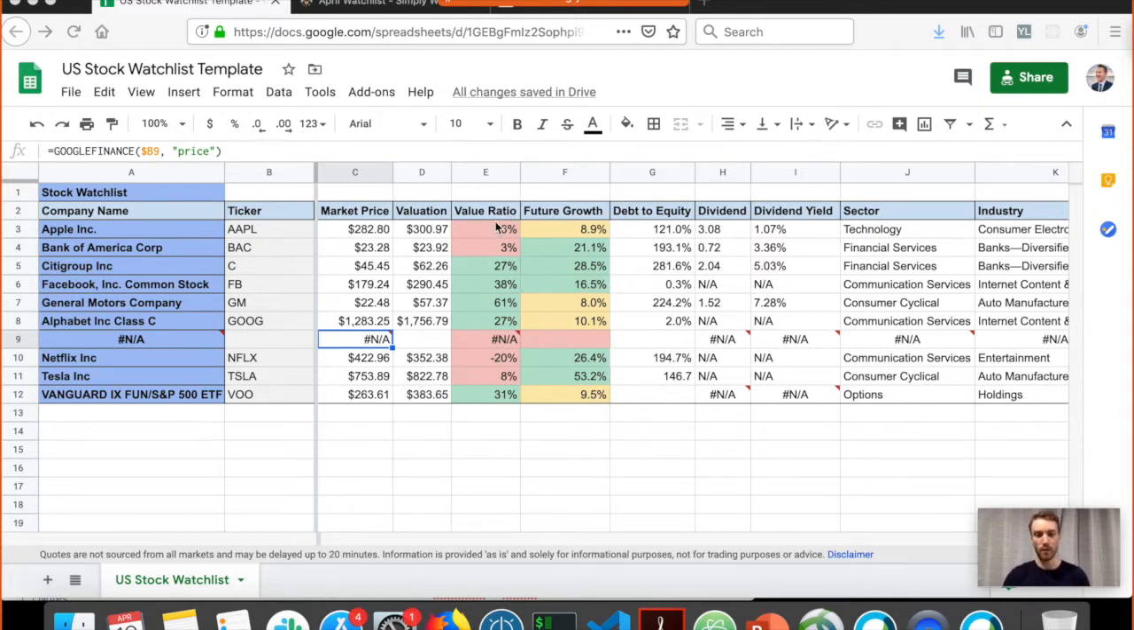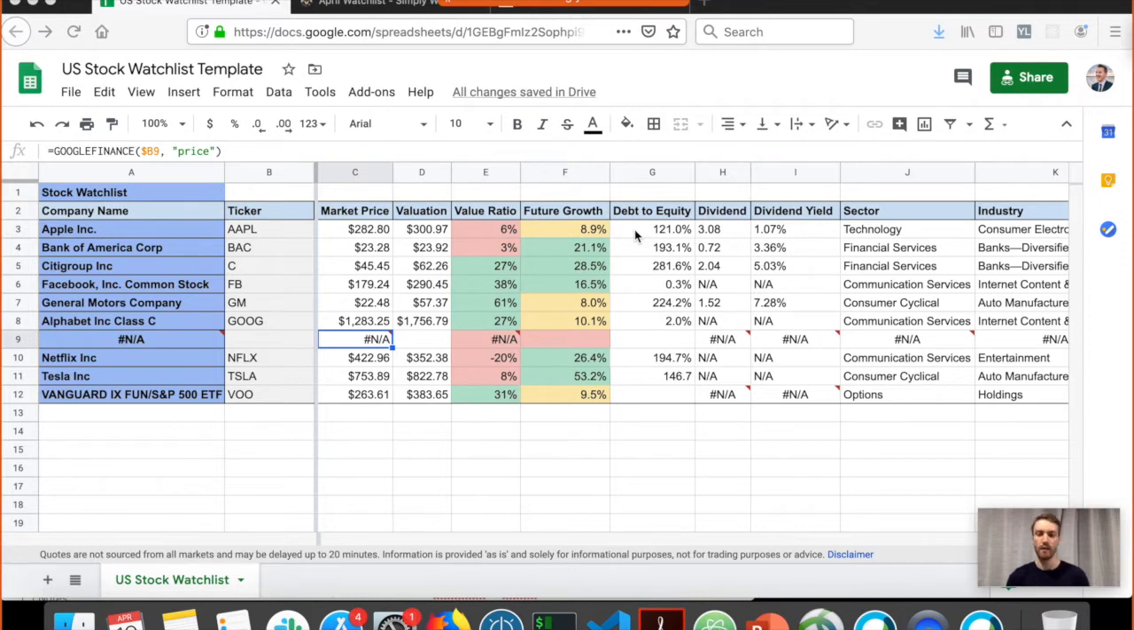Then we're looking at the value ratio, which compares the current valuation compared to the market price. And so here we can see Apple is 6% undervalued based on this valuation of $300.97. We're going to then look at the future growth. Here, Apple has an 8.9% future growth. The debt to equity. So here we want to make sure, what's the financial health of the company?